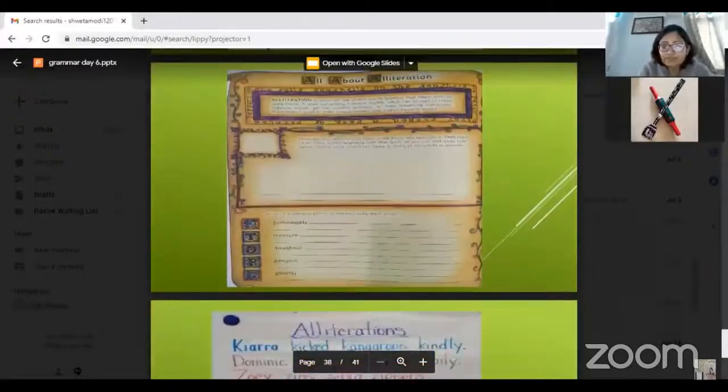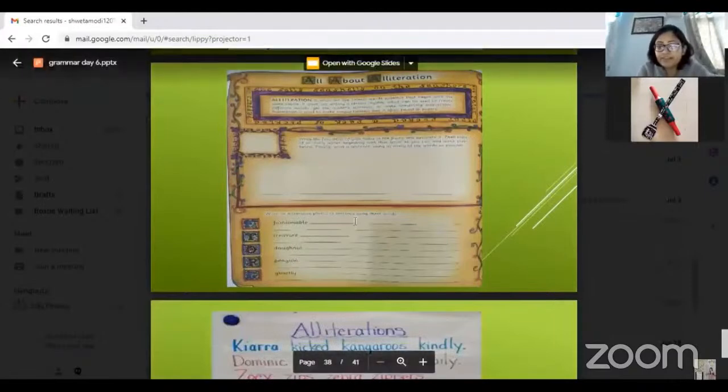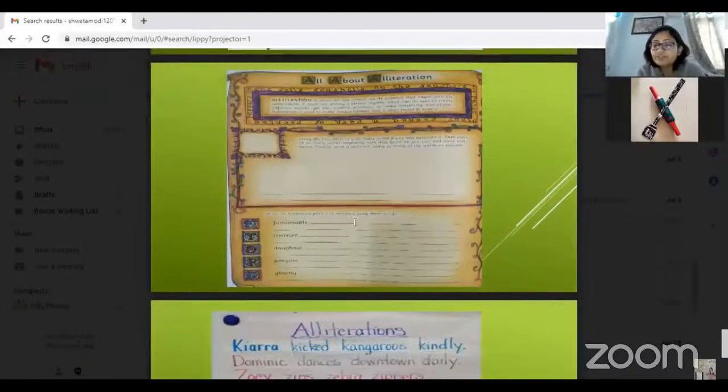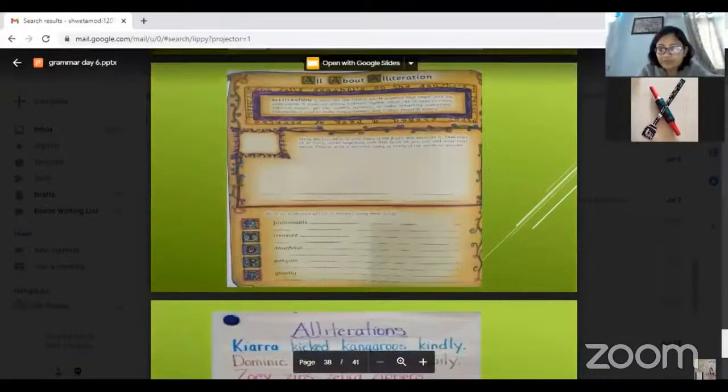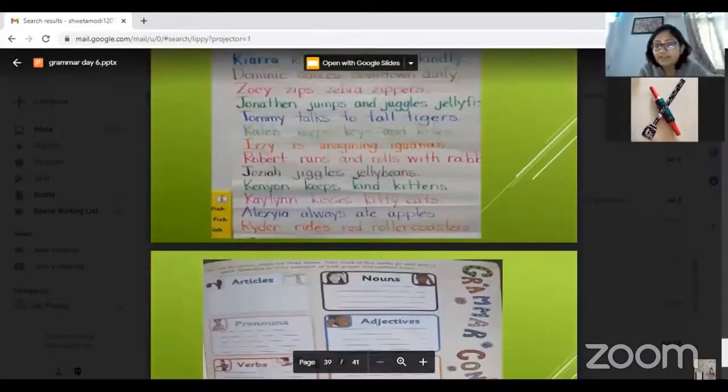So they have to use more words like fashionable. So they have to use the words having F. I'm showing you some more examples. So Kiara kicked kangaroos kindly. Dominic dances downtown daily. Zoe zips zebra zippers. Jonathan jumps and juggles jellyfish.